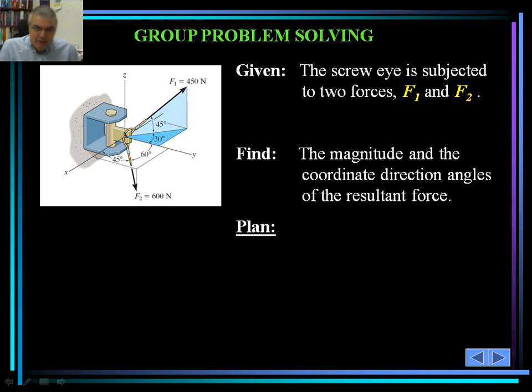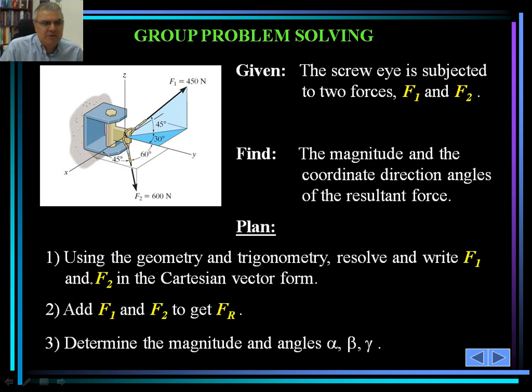Okay, so let's take a look at another problem, what I like to call group problem solving. Given the screw eye is subjected to two forces, F1 and F2, the magnitude and the coordinate direction angles of the resultant force is what we try to determine. So we need to find the magnitude and the coordinate direction angles of the resultant force.